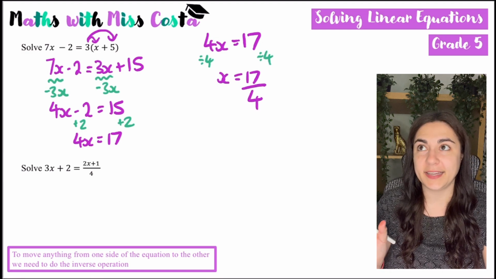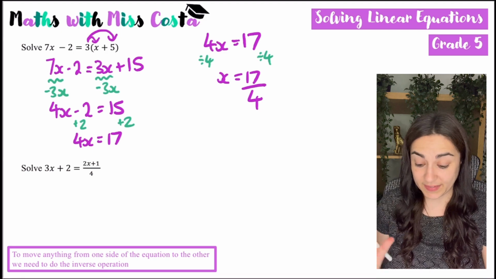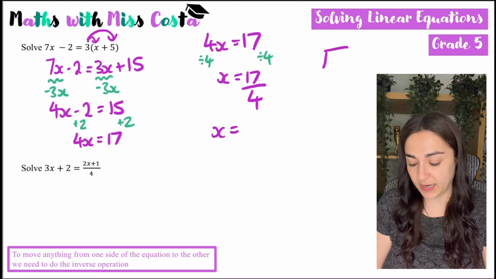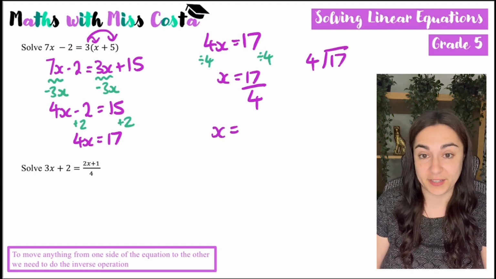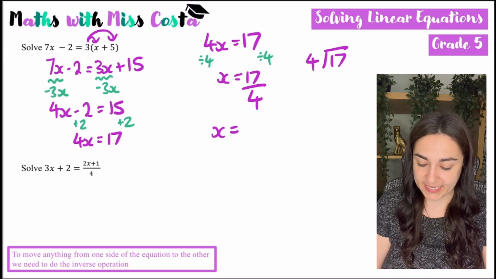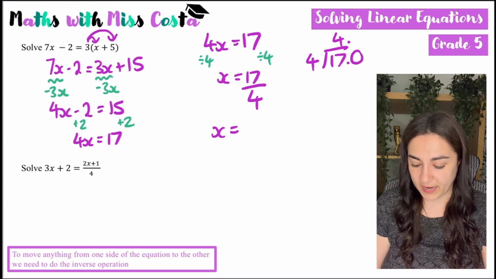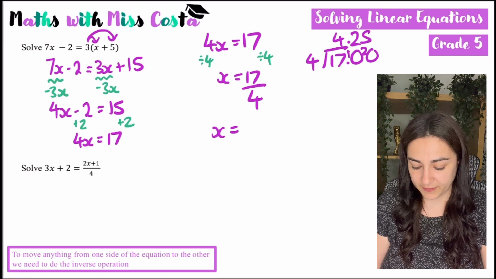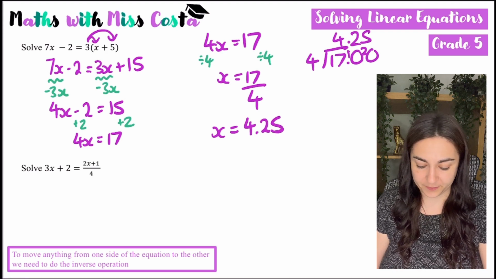Now, if this is a non-calculator paper, it's absolutely fine to leave it as 17 over 4 unless they specifically ask for the value, in which case you just be like, okay, fine, I'll use the bus stop method. 4 is into 17, go 4, remainder 1. 4 is into 10, go twice, remainder 2. And then 4 is into 20, go 5. So you'd say x is 4.25.